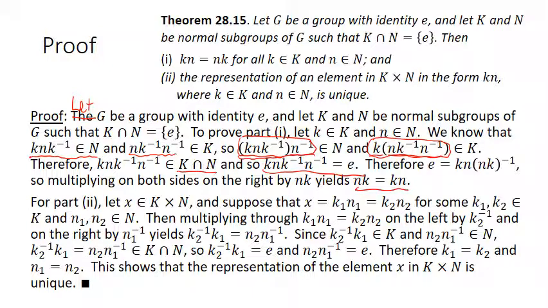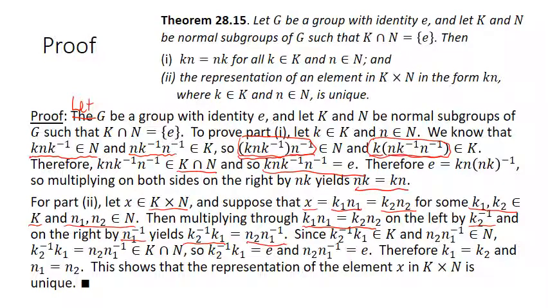And then for part 2, let x be an element in K times N, and let's suppose that x has two different representations in the form kn, so k1 n1 and then k2 n2. To show that representations are unique, of course we'll need to show that k1 equals k2 and that n1 equals n2. Okay, so these are coming from the normal subgroups. Then what we can do is take this equation right here and multiply through on the left by k2 inverse and also on the right by n1 inverse. And then it'll turn into this equation right here.